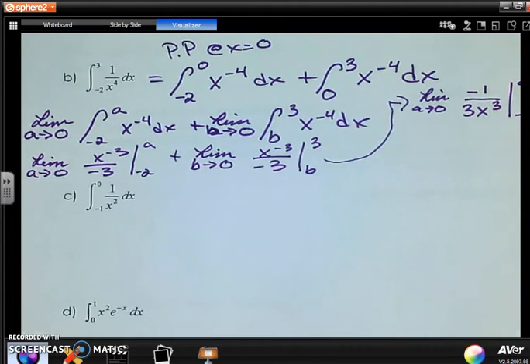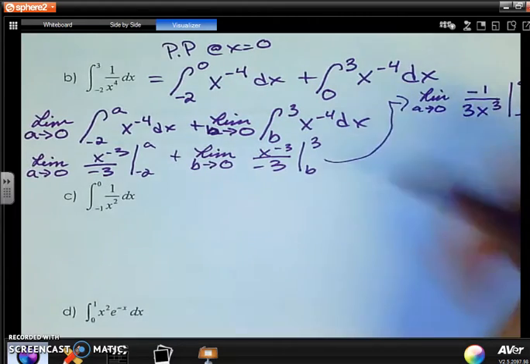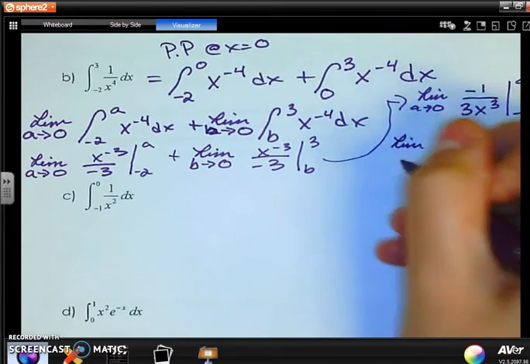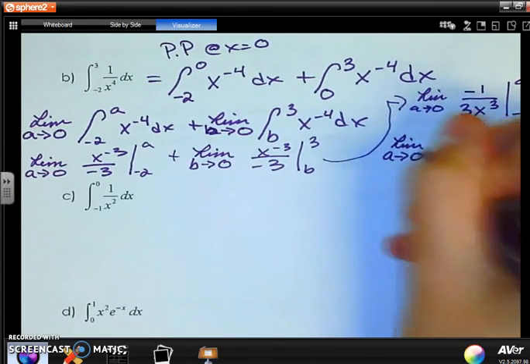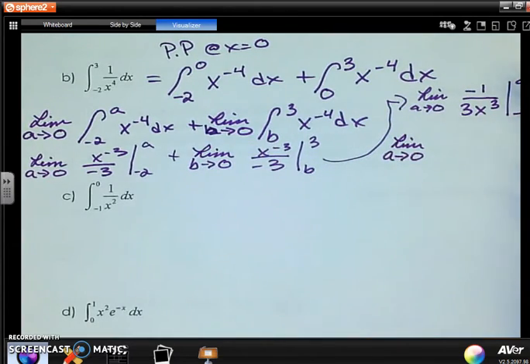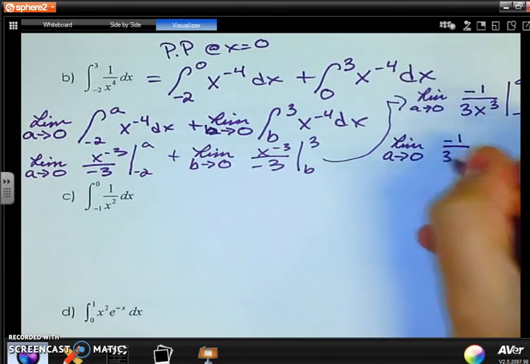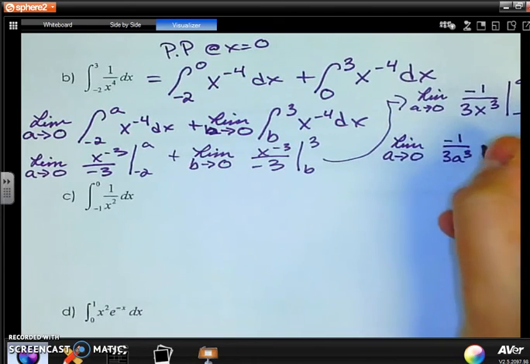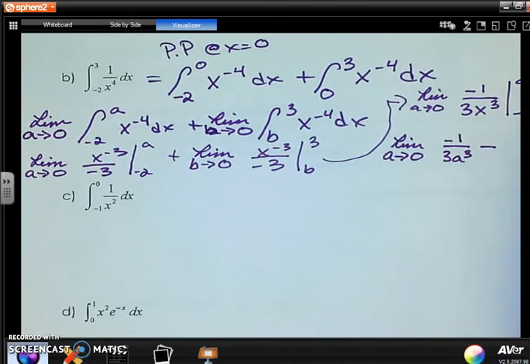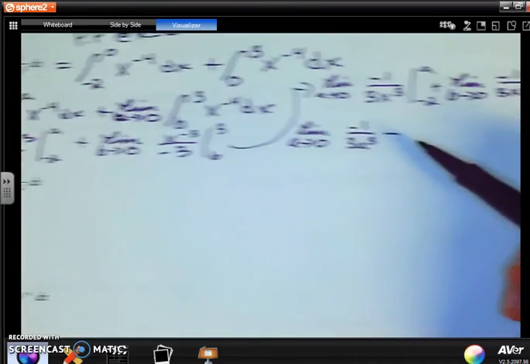Okay. So from here, all you're going to do is plug in. The fundamental theorem of calculus says when I plug in an a here, it's still the limit. I didn't take the limit yet, so I'm still recopying that limit down. And when I plug in a, I'm going to get -1 over 3a cubed minus, because that's the fundamental theorem of calculus. Oh, and I'm running off the page. Sorry.